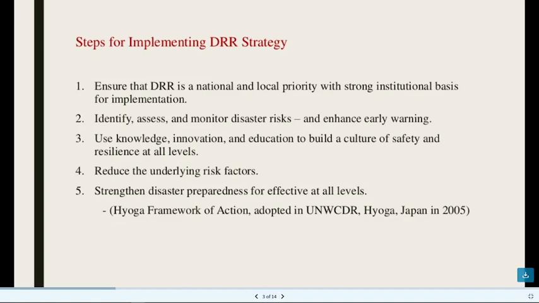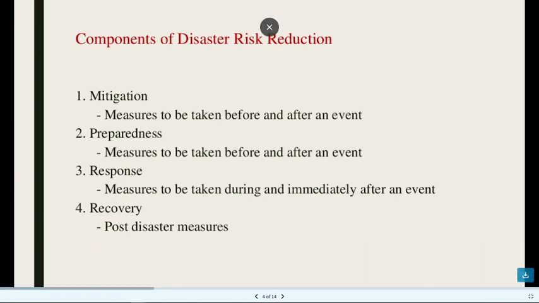All right, and for the components of disaster risk reduction, the first one is mitigation. We have to mitigate such events. These are measures to be taken before and after the event. Before the upcoming disaster, we assess our own community, our own backyard. We look for any risk factor out there, and we fix those problems just to mitigate the disaster effect. So we lessen the effect of such disaster.